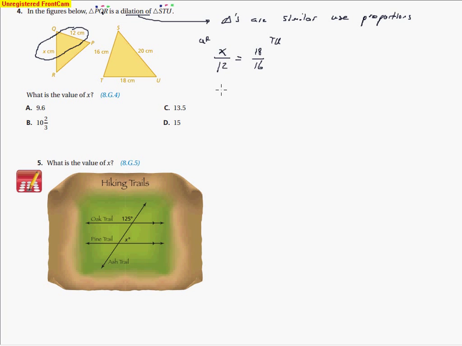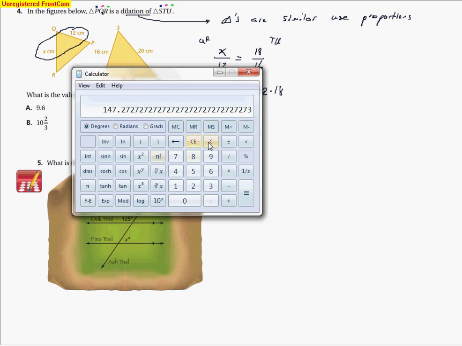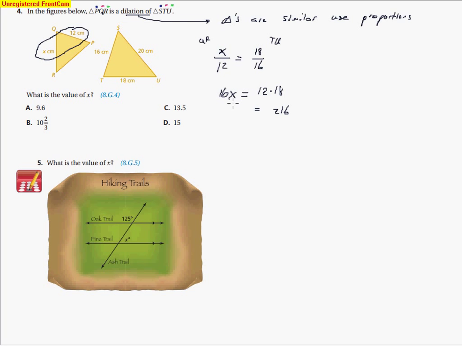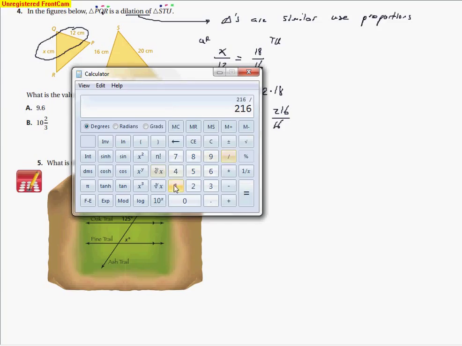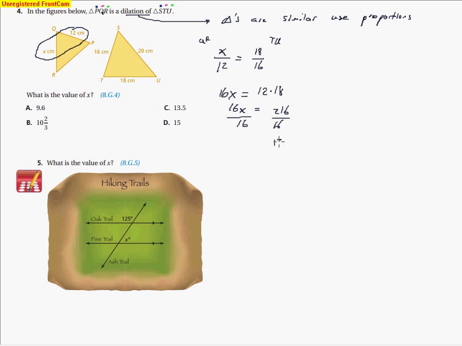So I'll go ahead and cross multiply. 16x equals 12 times 18. And so I can go ahead and multiply out those numbers. So we'll clear this one. 12 times 18 equals 216. So 216 equals 16x, and we divide by the 16, and we'll see that that would give us 13.5. So 13.5 is the value of x.